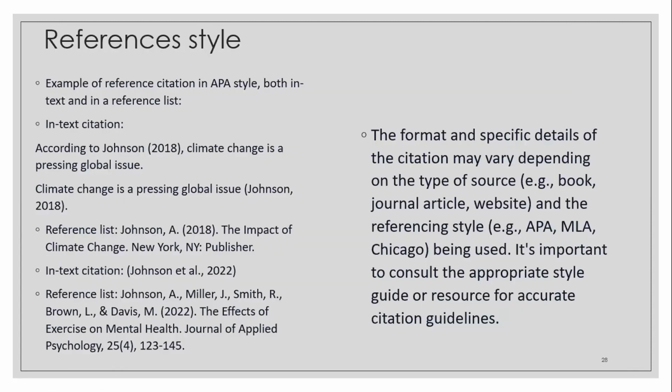Okay, this is some reference style in the text. We will mention, according to Johnson 2018, climate change is a pressing global issue. This is how to use it in APA style, as I mentioned, based on the name of the author and the year. Here we mention the author and the year because we put it at the beginning of the sentence. Later on, I will tell you what it means when we put the citation at the beginning of the sentence, or at the end of the sentence.